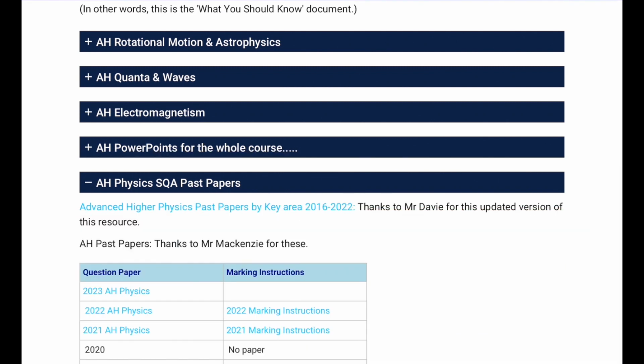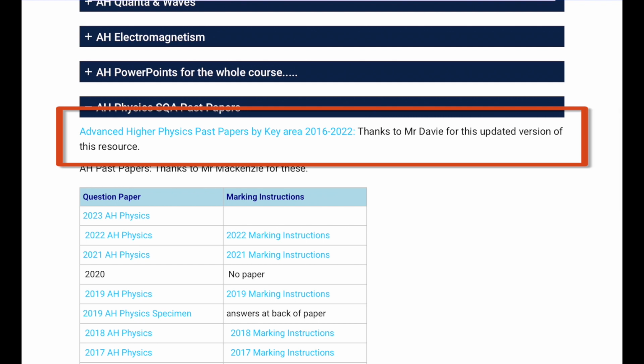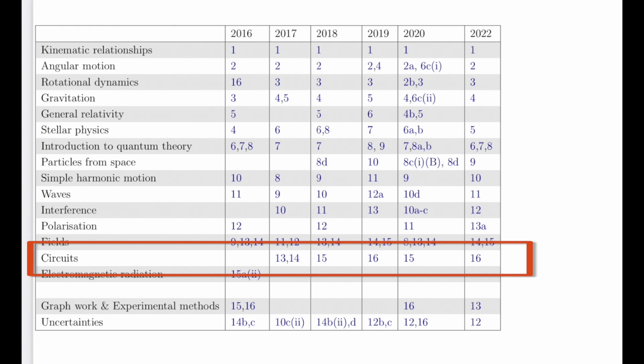Then we're going to click on past papers, and then the first link you see there is Mr. Davies' interactive PDF of Advanced Higher Physics past papers by key area. If you click on that, an interactive PDF opens up and you just click on the question you want. In this video, we're going to have a look at circuits, and in particular capacitors and inductors.